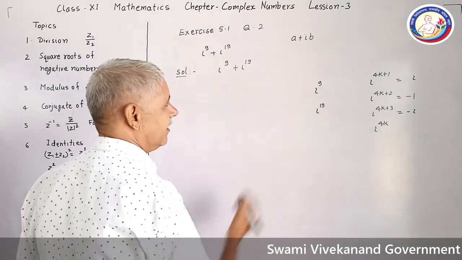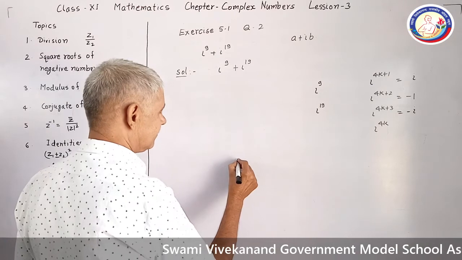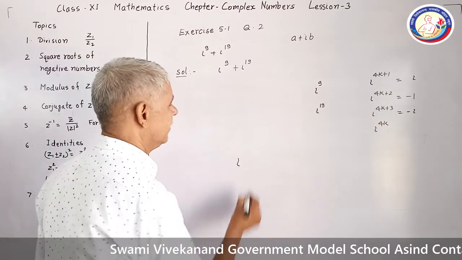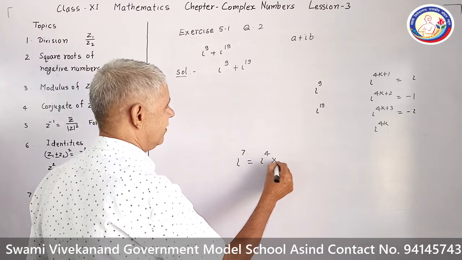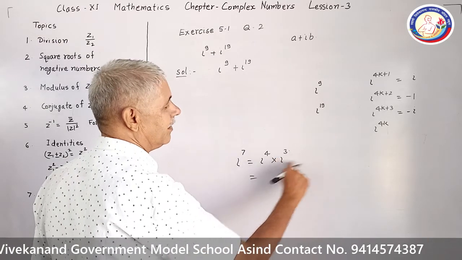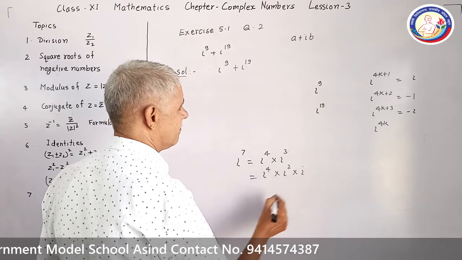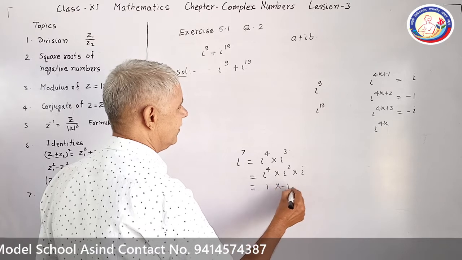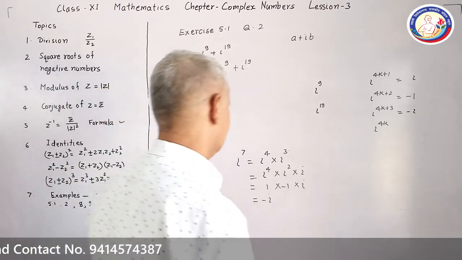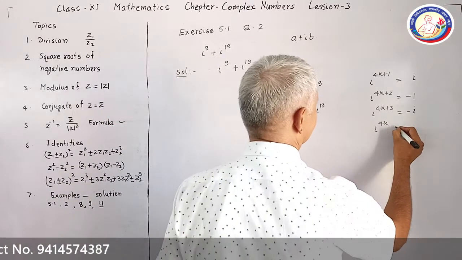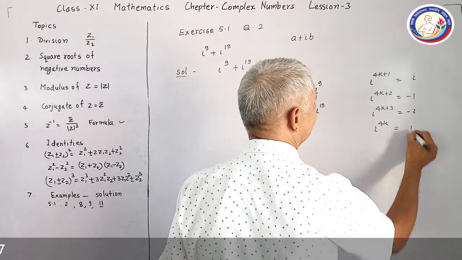How it comes? We can take an example. I am taking iota raised to power 7, say. It will be written as iota raised to power 4 and iota raised to power 3. Or we can again write it as iota raised to power 4, iota square into iota. This will be 1, this will be minus 1, and it is iota. So we will have minus iota here. So the value of this term will be minus iota.